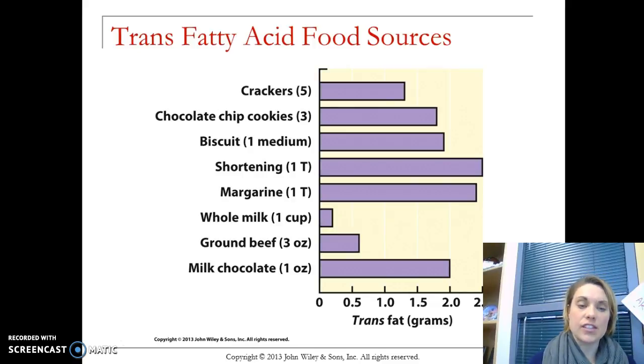Trans fatty acids are still in our food supply in a small amount. We've been eliminating trans fatty acids from the U.S. food supply over the past few years, but we often can find trans fatty acids from a process called hydrogenation. We'll see this type of fatty acid in things like crackers, cookies, biscuits, and shortening, like stick margarine. Whole milk, ground beef, and milk chocolate also have some trace amounts of trans fat in a more natural form.